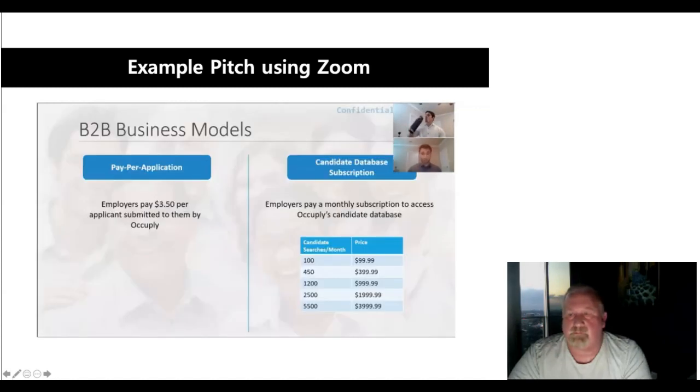Occuply plans to make its money using a business-to-business pay-per-application model. Occuply will post premium job applications, and employers will pay $3.50 per applicant submitted to them through these premium listings. Additionally, Occuply offers a premium candidate database subscription where employers can pay per number of candidate searches per month in order to look up Occuply's set of candidates.